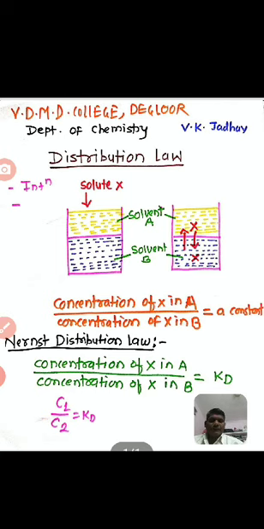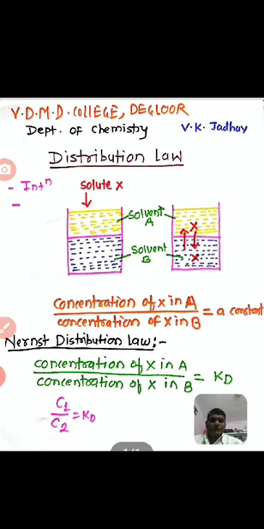When solute X, which is soluble in both solvents, is added, the solute gets distributed between the two solvents A and B. The molecules of solute X pass from A to B and from B to A. Finally, a dynamic equilibrium is set up.